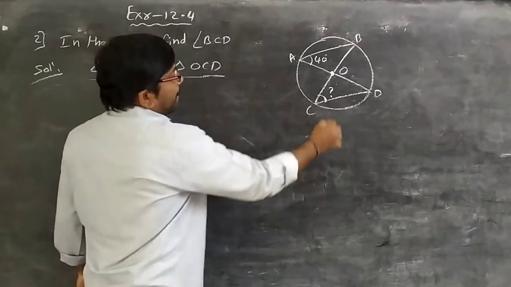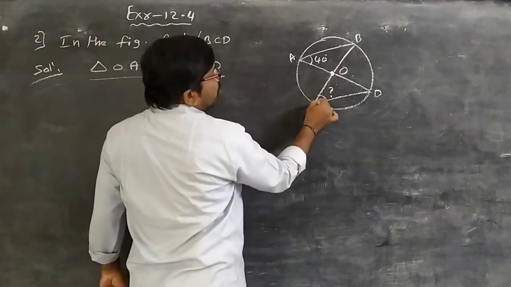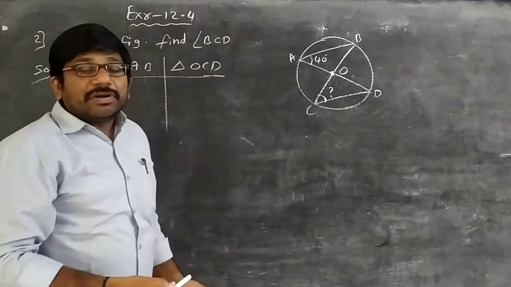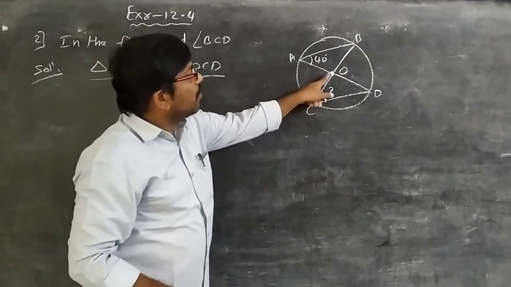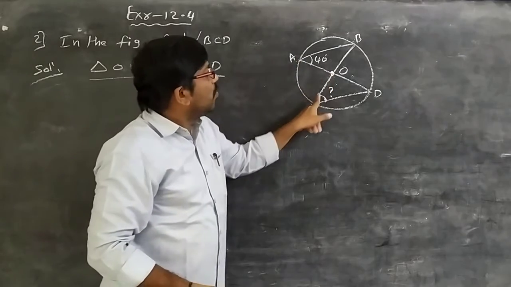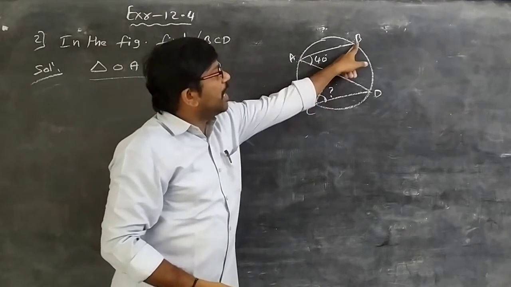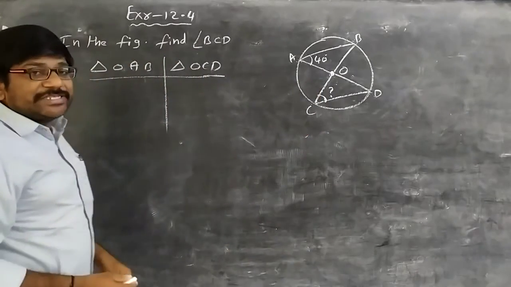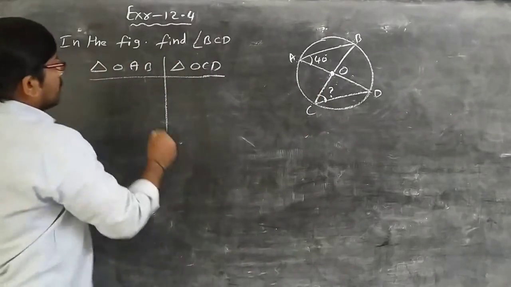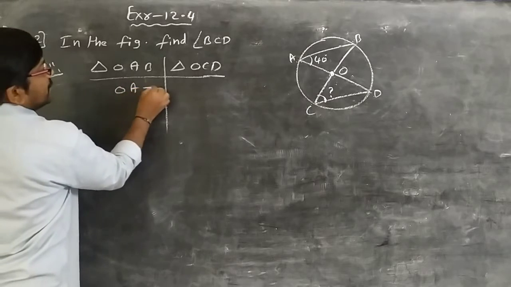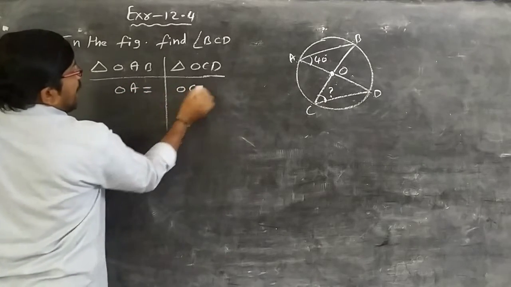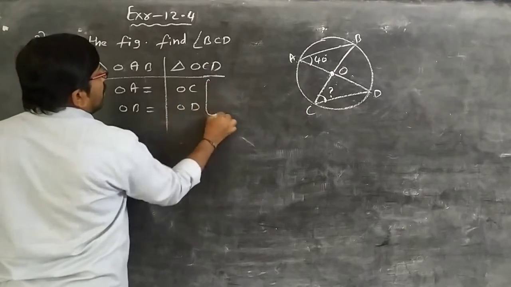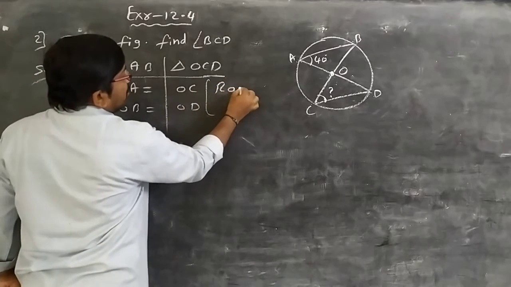The first term, OA is equal to OC, and OB is equal to OD. Why? Radii in the same circle. OA is a radius, OC is also a radius, OB is also a radius, and OD is also a radius. So radii in the same circle are equal. OA is equal to OC and OB is equal to OD.